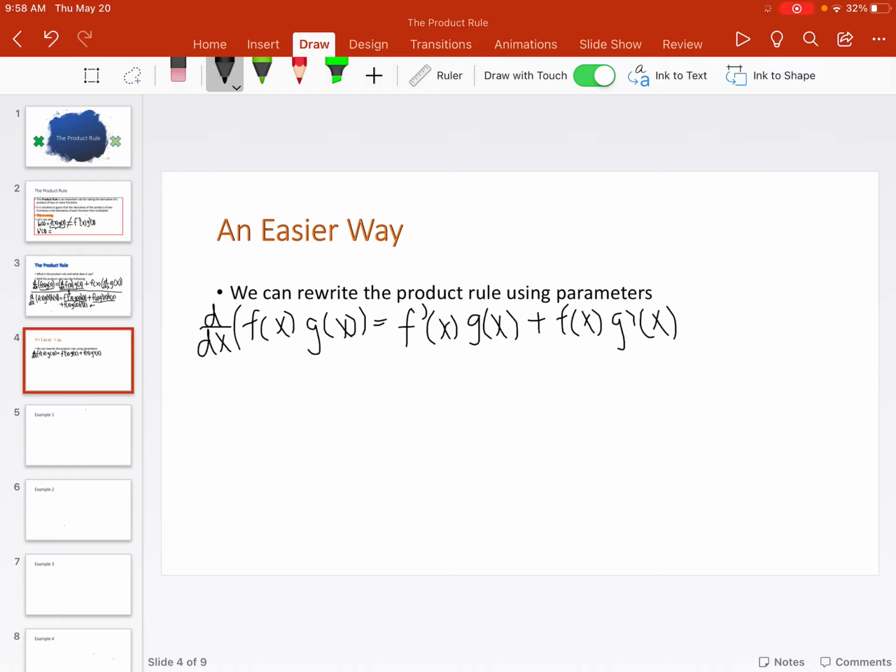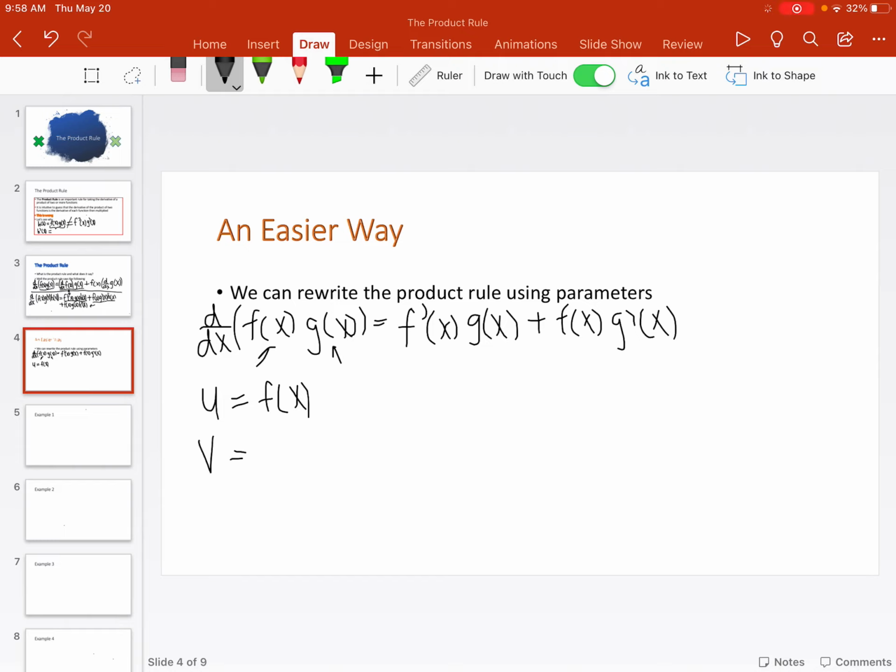So we can parameterize this, looking at these two original functions. The famous or most used parameterization is saying that u is one of the functions. So we're going to say one of the functions is u, and we're going to pick f of x. So we're going to say u is equal to f of x. Just this letter u, this parameter, u is equal to f of x.